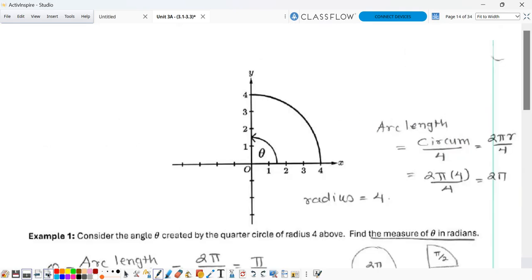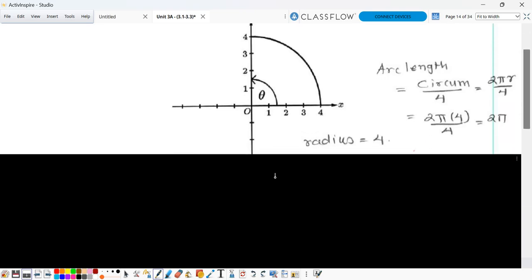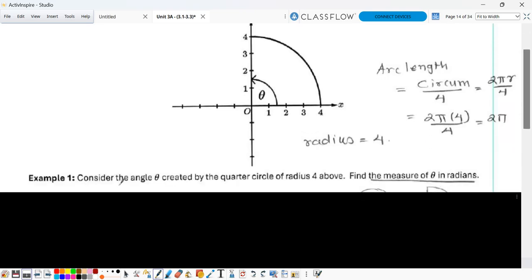So let's take a look at a couple of examples here. In this part, let's read carefully. Remember, AP Calculus, AP Precalculus is all about lots of words. So consider the angle theta created by a quarter circle of radius 4. Find the measure of theta. So which means I need a ratio of arc length. What is the arc length of this quarter circle?